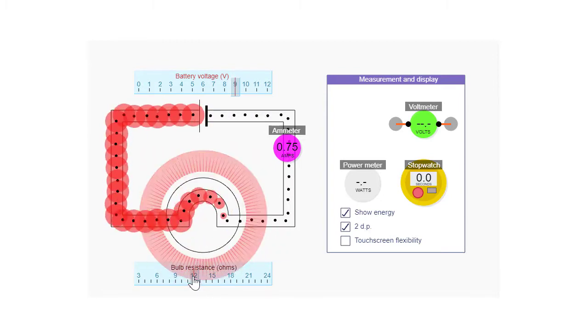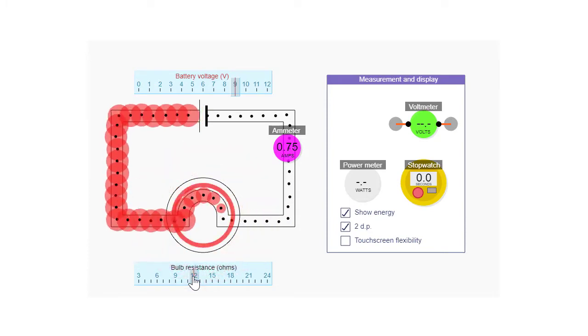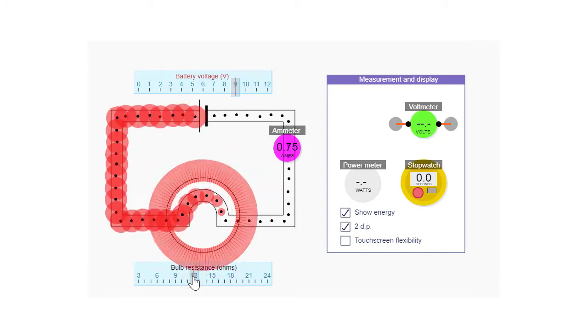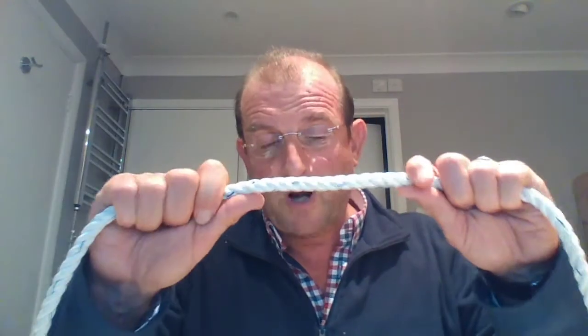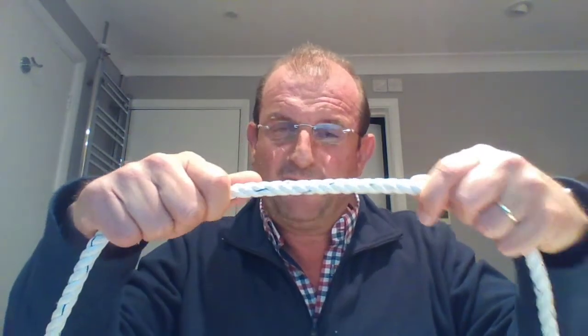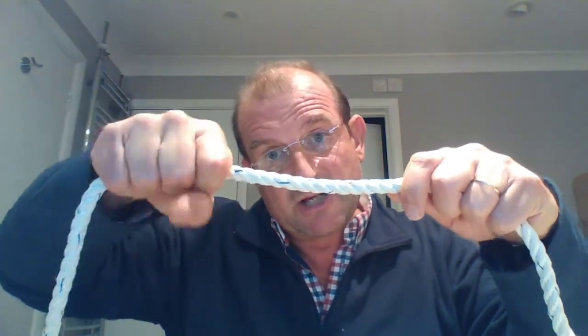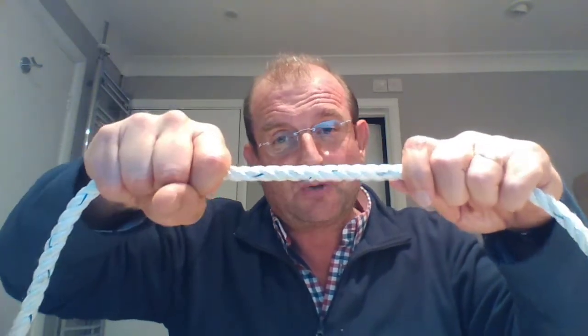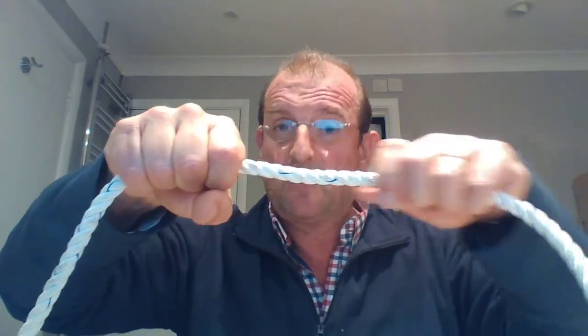There we go, half it. And if I double it again from 6 ohms to 12 ohms, I'd expect that to halve to something like 0.75 amps. Let's just see. Okay, 0.75 amps. So there's this fixed relationship. If I increase the resistance, then I decrease the current, and there is a mathematical relationship between these two things.